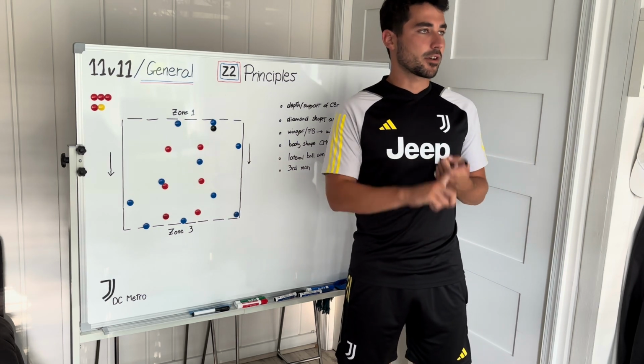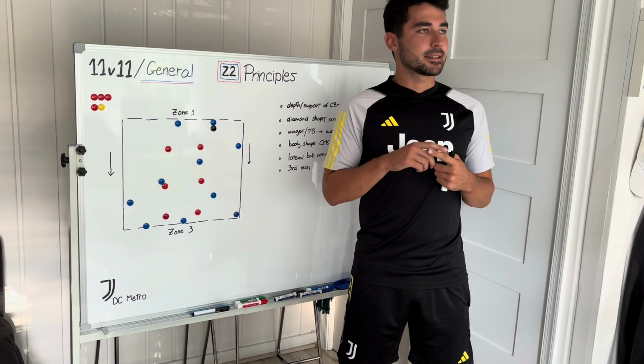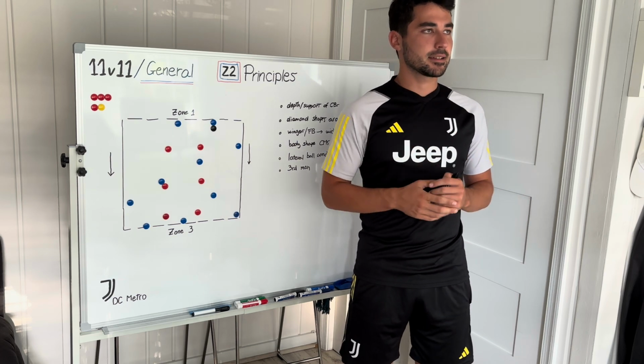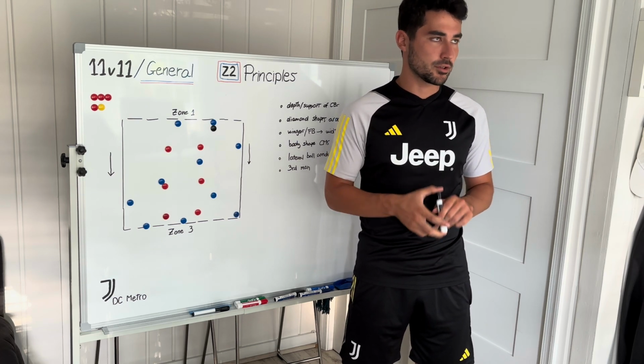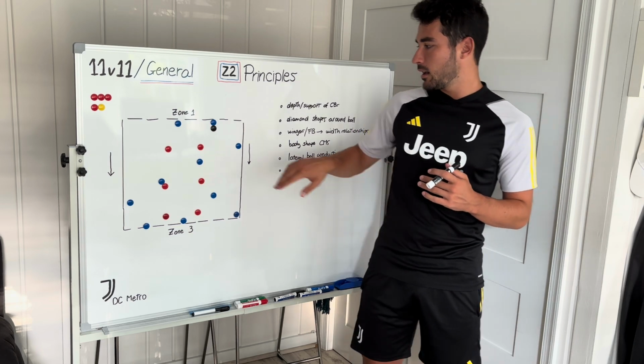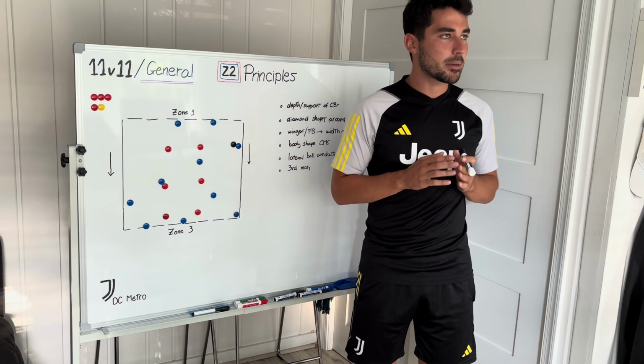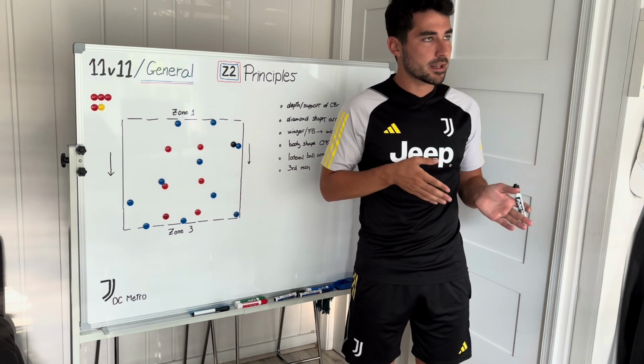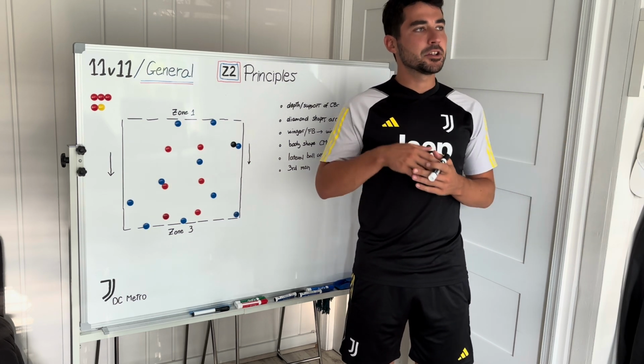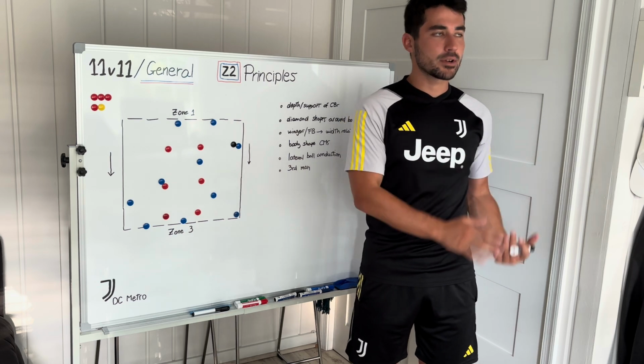And let's take a look at our first principle, which is the depth and the support that the center backs give in Zone 2 when we possess the ball. Giving depth and giving support in the center back looks like giving a good supporting angle for a good pass to either consolidate or recycle possession.